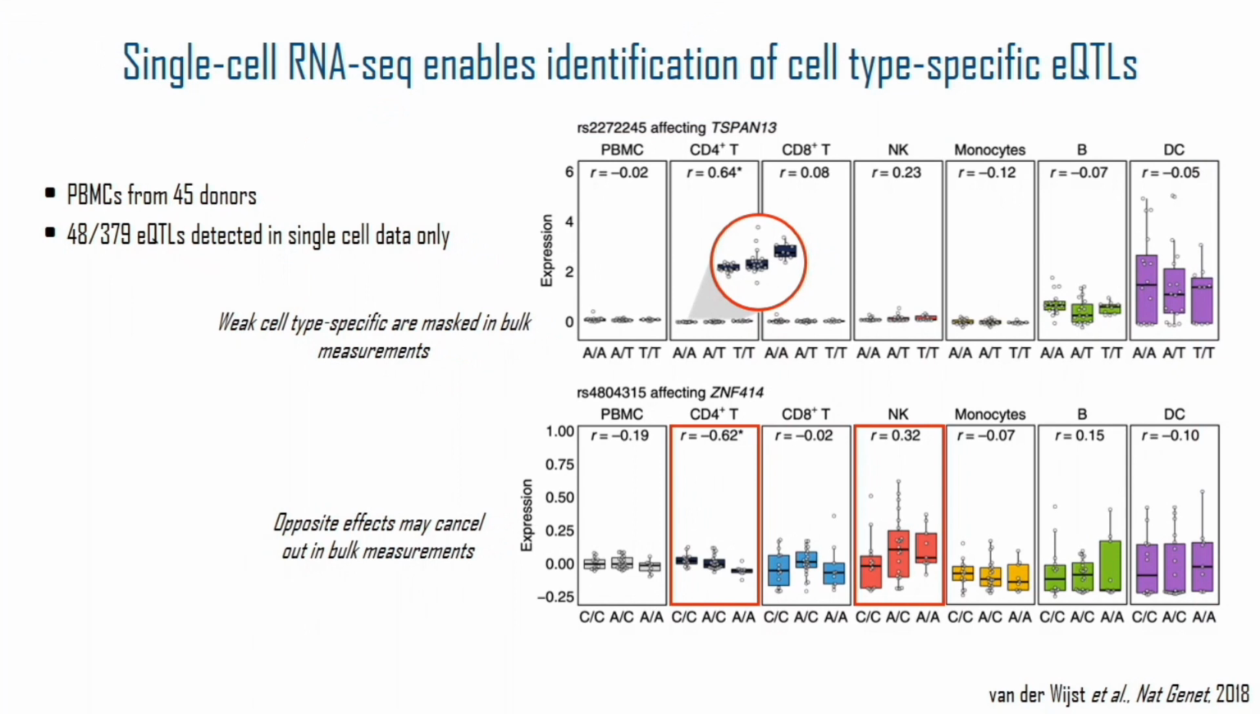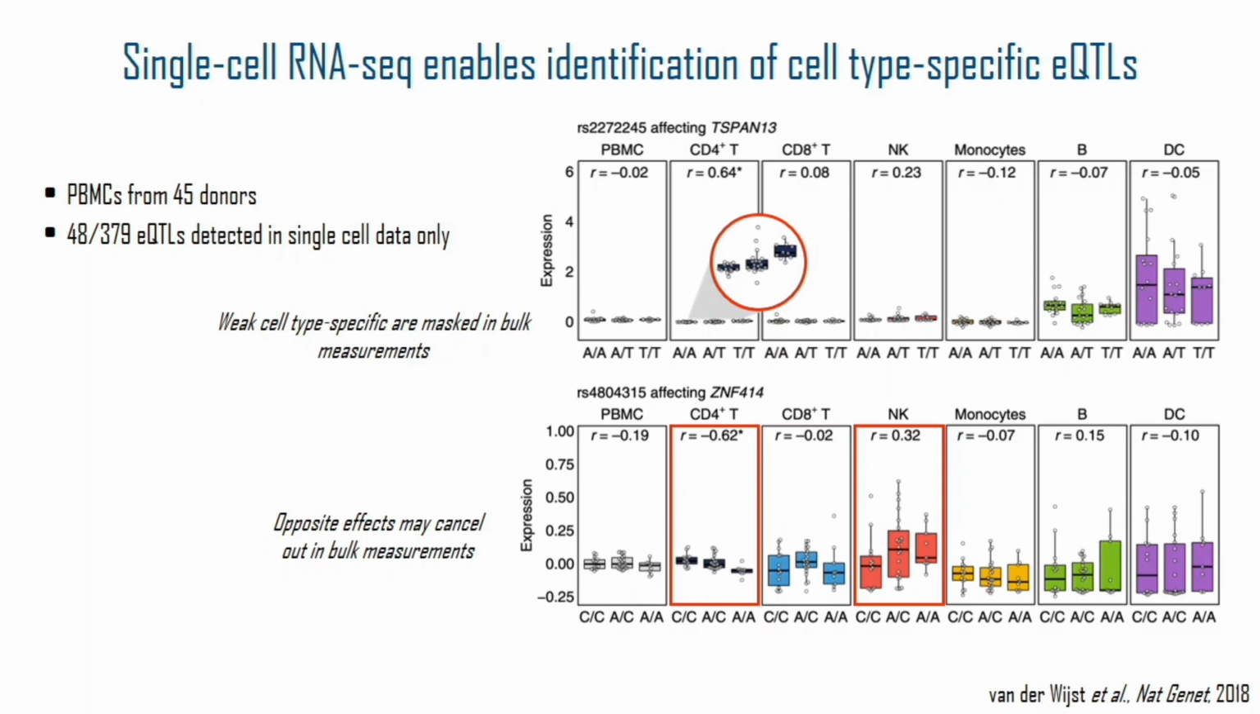Obviously, I didn't have this morning's wonderful study. It isn't published yet. So all I can refer to is this study from Lude Franke's lab from last year, which was relatively small compared to this morning's study. But it too is from blood, so PBMCs from 45 donors, and they found unique eQTLs detected only in the single cell data.